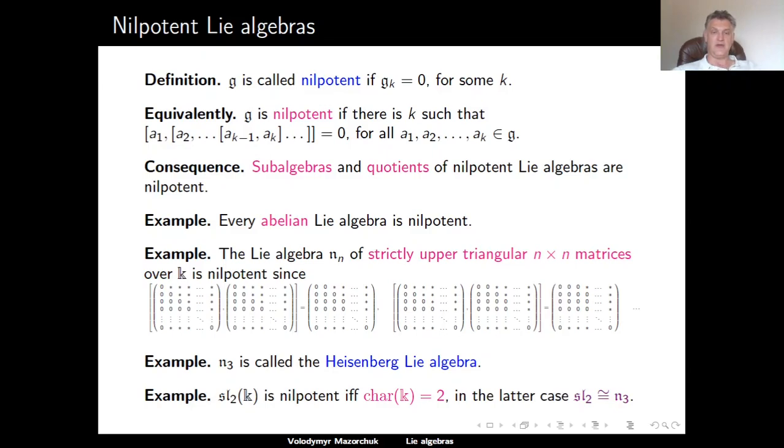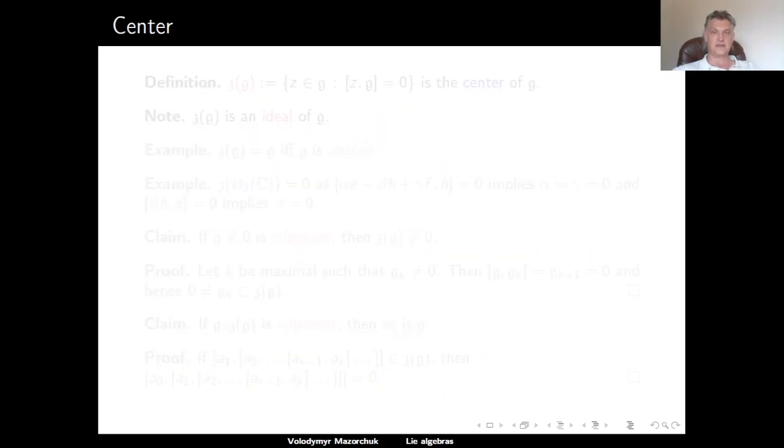As a negative example, we have seen that if the characteristic of the field K is different from 2, then the derived algebra of SL2 is SL2 itself. In other words, the lower central series of SL2 consists only of SL2s, which means that over such a field, the algebra SL2 is not nilpotent. If the characteristic of the field K is equal to 2, then the derived algebra of SL2 coincides with the span of the element H, and that element H commutes with the whole algebra SL2, which means that over a field of characteristic 2, the Lie algebra SL2 is nilpotent. And it is very easy to check that in this latter case, the algebra SL2 is actually isomorphic to the Heisenberg Lie algebra.